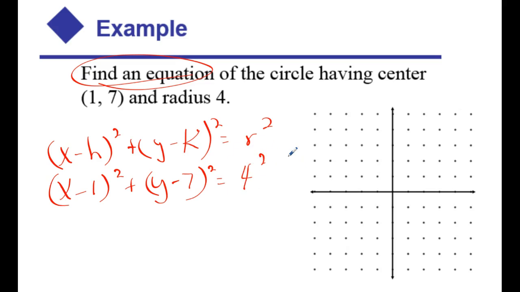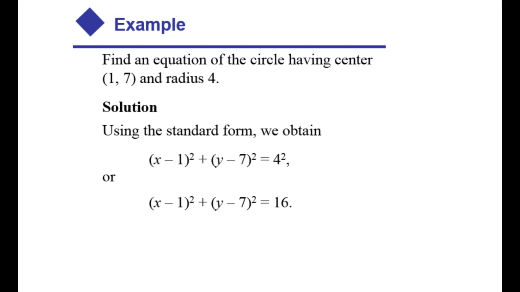If I was to graph this, I'll start at 1, 7, which is off my graph. And I'll probably go a radius of 4. So go 1, 2, 3, 4 to the right, 4 to the left, 4 down. Well, 4 down from 7 is at 3, and then 1, 2, 3, 4 up. So I'll find those 4 points, and then best I can just draw a circle.